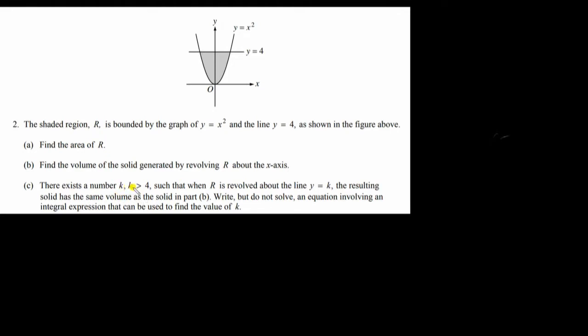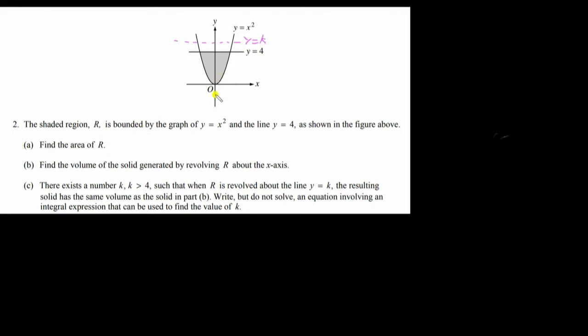There exists a number k greater than 4, such that when r is revolved around the line y equals k. So there's going to be a number that's greater than 4, so it's up here somewhere, where y is equal to k. So we're going to have some horizontal line here at y equals k, such that when we revolve the same solid r around this, and we're going to have this little gap here, the resulting solid will have the same volume as the volume we got in part B. So my thought process is first we should set up an integral expression to find the volume in terms of k, and then we should set that equal to the answer we got in part B, since we want them to be the same.